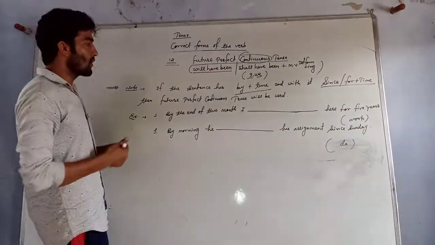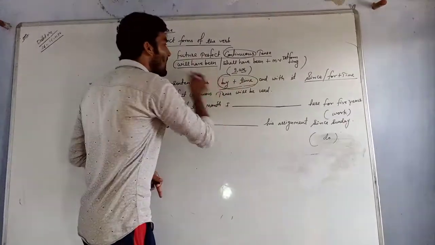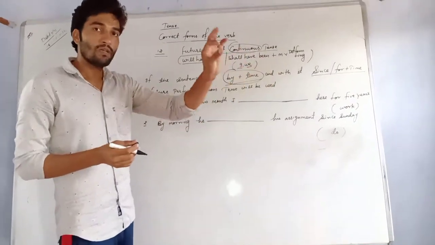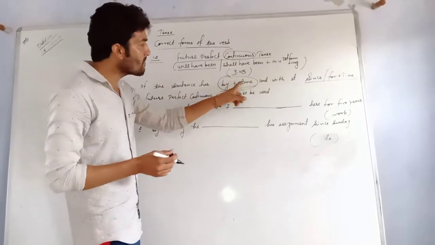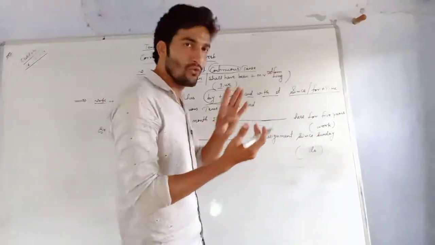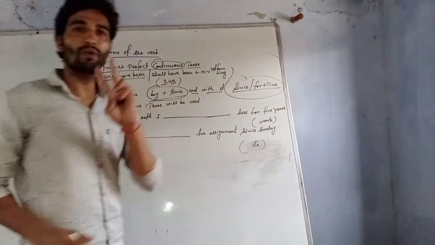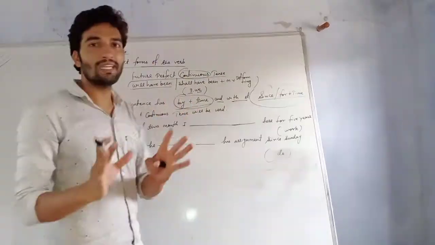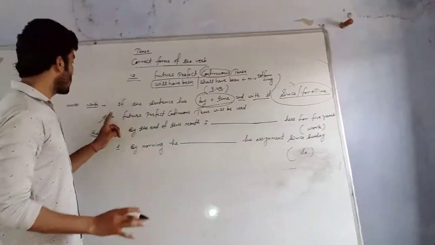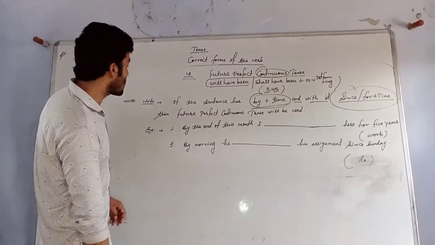So look at the note. If a sentence is given and in the sentence you find by plus time, and with by plus time you find since or for plus time, two things you have to memorize. The very first thing is by plus time, and with it since or for plus time, then the future perfect continuous tense will be used. Okay, so look at the example.